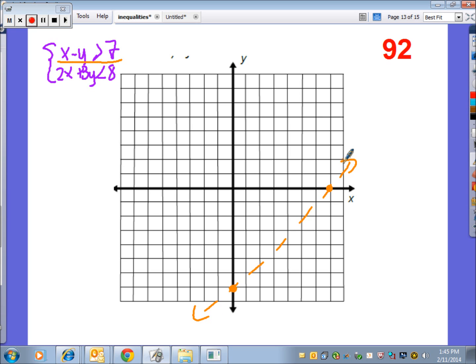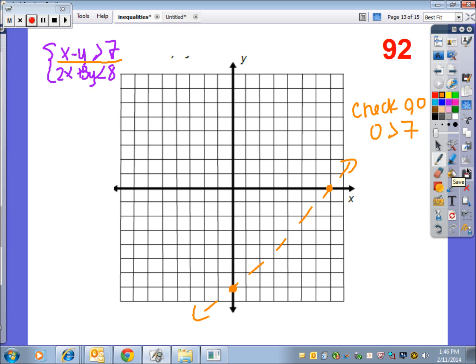If I check the point 0, 0, I have 0 is greater than 7. 0 is not greater than 7, so I am going to shade below this line.